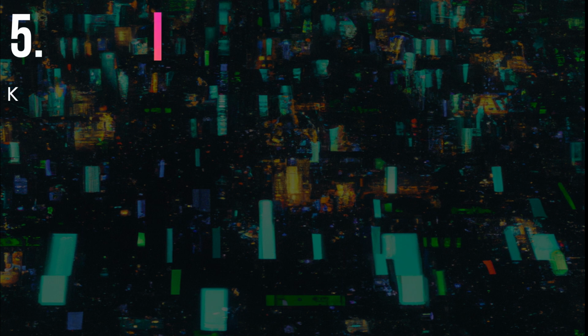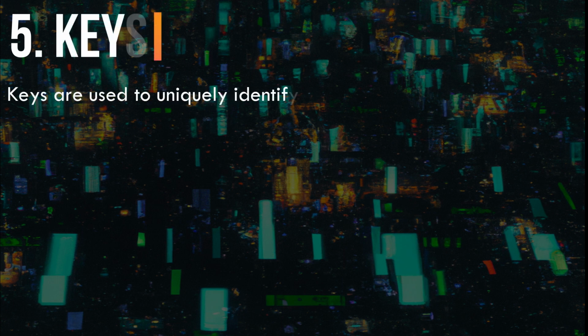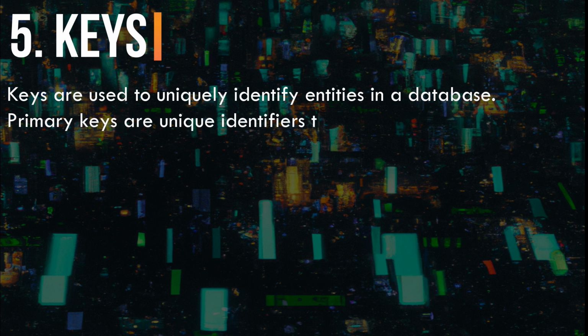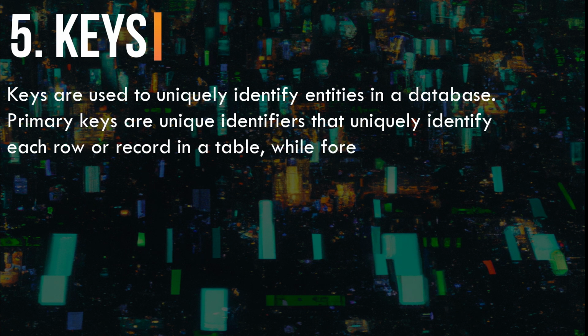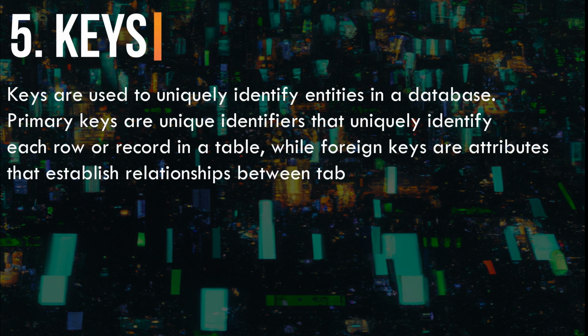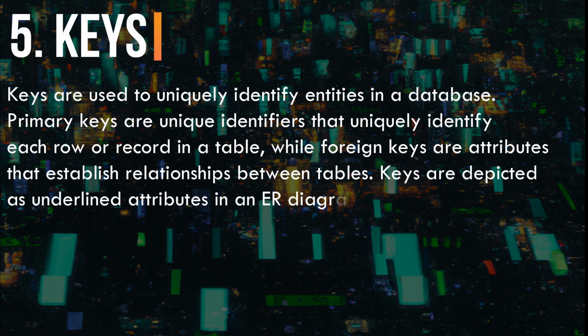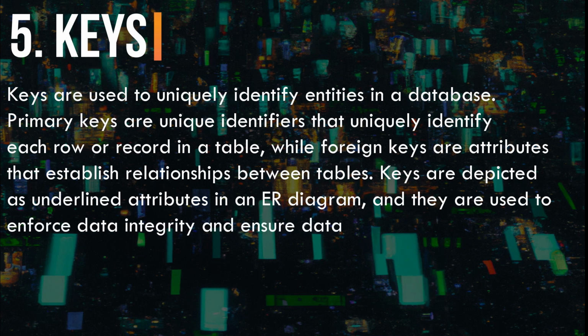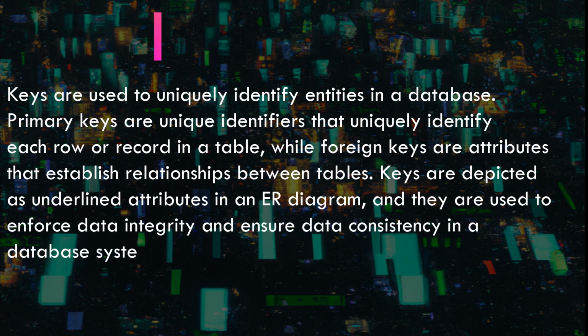5. Keys. Keys are used to uniquely identify entities in a database. Primary keys are unique identifiers that uniquely identify each row or record in a table, while foreign keys are attributes that establish relationships between tables. Keys are depicted as underlined attributes in an ER diagram, and they are used to enforce data integrity and ensure data consistency in a database system.